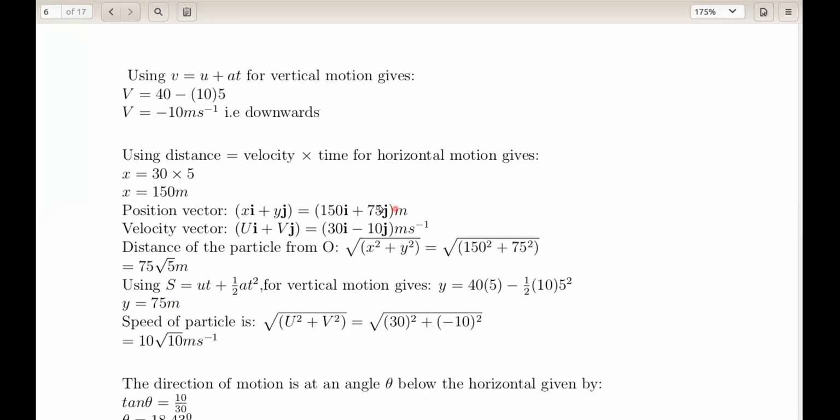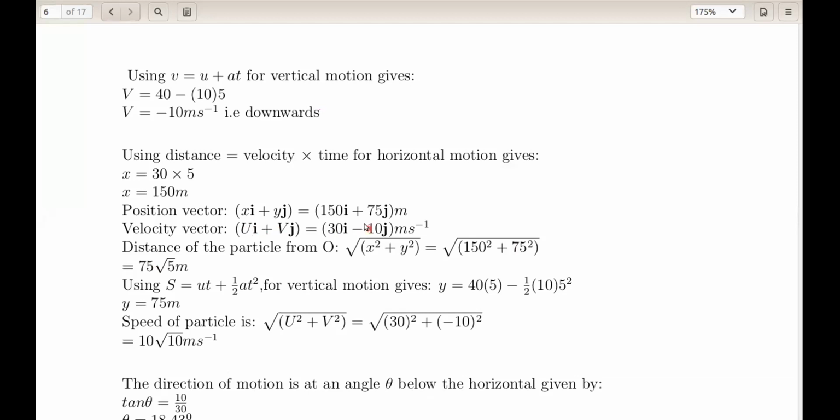Of course, from this position vector, you can easily get the distance covered. The distance, we get it from the square root of x squared plus y squared, which is 150 squared plus 75 squared. Then we can get our distance of the particle from the origin after 5 seconds. Then velocity, we agreed that the horizontal velocity at any time t doesn't change from the horizontal component from the origin. So this u, the horizontal velocity at any time t, remains 30. Then the vertical velocity at time t, our time is 5 seconds, we got negative 10.